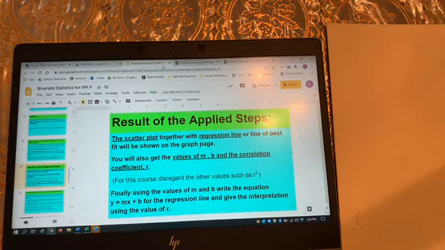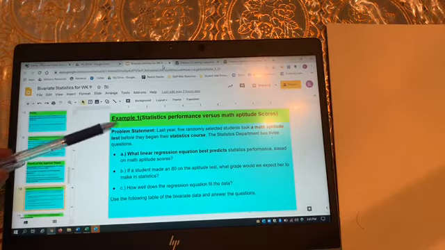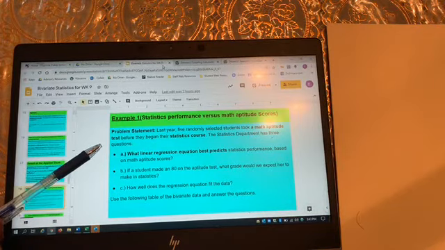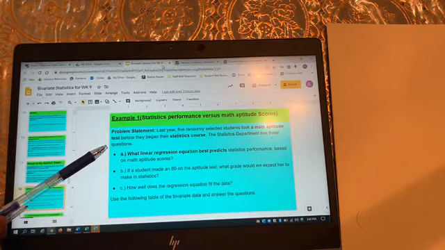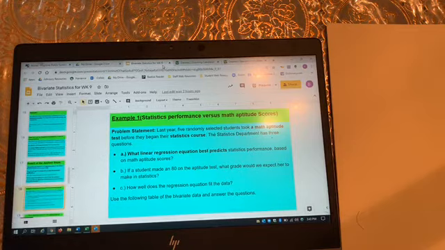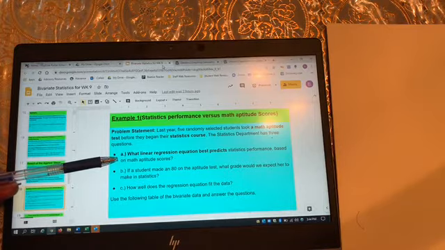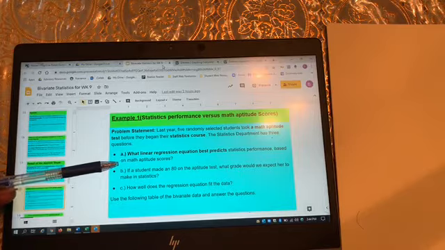Okay, let's demonstrate this using an example. For instance, statistics performance versus math aptitude score. Suppose last year 5 randomly selected students took a math aptitude test before they began their statistics course. So the statistics department has 3 questions here to know if there is a correlation between the aptitude test and the statistics course. The first question they want to answer is: what linear regression equation best predicts statistics performance based on math aptitude score?